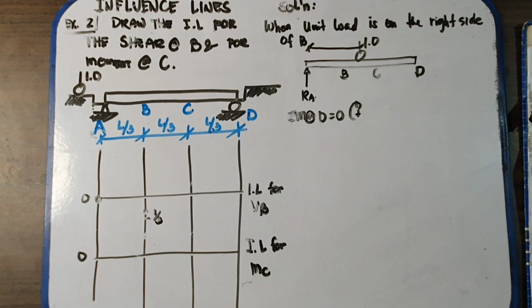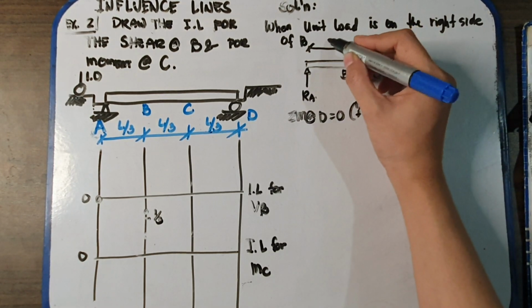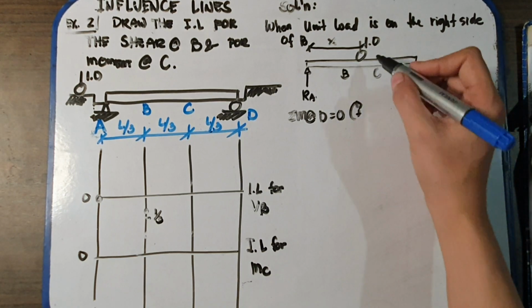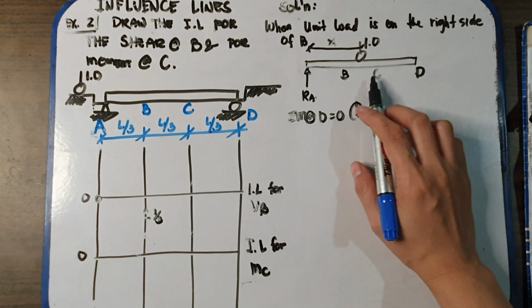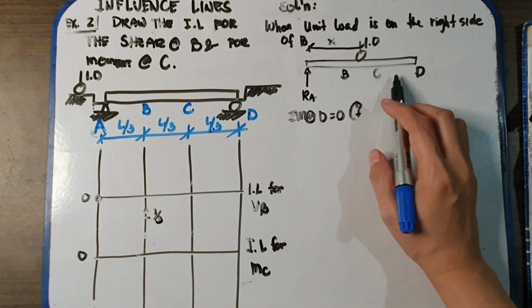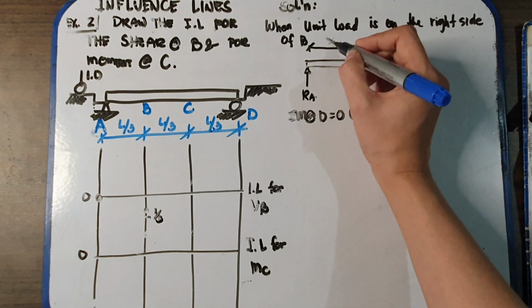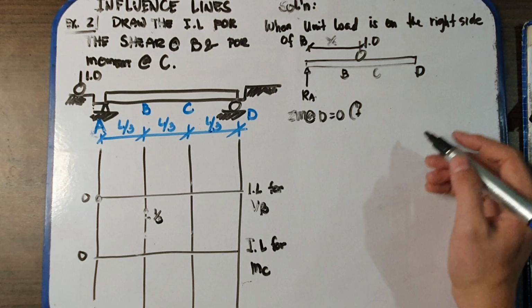Okay, so when the unit load is on the right side of B, ibig sabihin, lagpas ng B, pero hindi naman natin pwedeng sabihin na lagpas dito sa D or kaya between D or so on. Basta, kahit saan dyan locations, okay lang. If it is dito sa bandang C ilagay, as long as X yung value niyan, okay lang po. Kasi may limit naman tayo dyan. Ano naman yung limit nito?